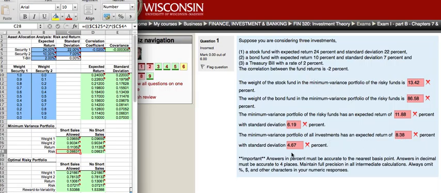And then the standard deviation would be 0% because, since it's a risk-free asset, it would have no standard deviation. So that's the correct explanation for this problem.